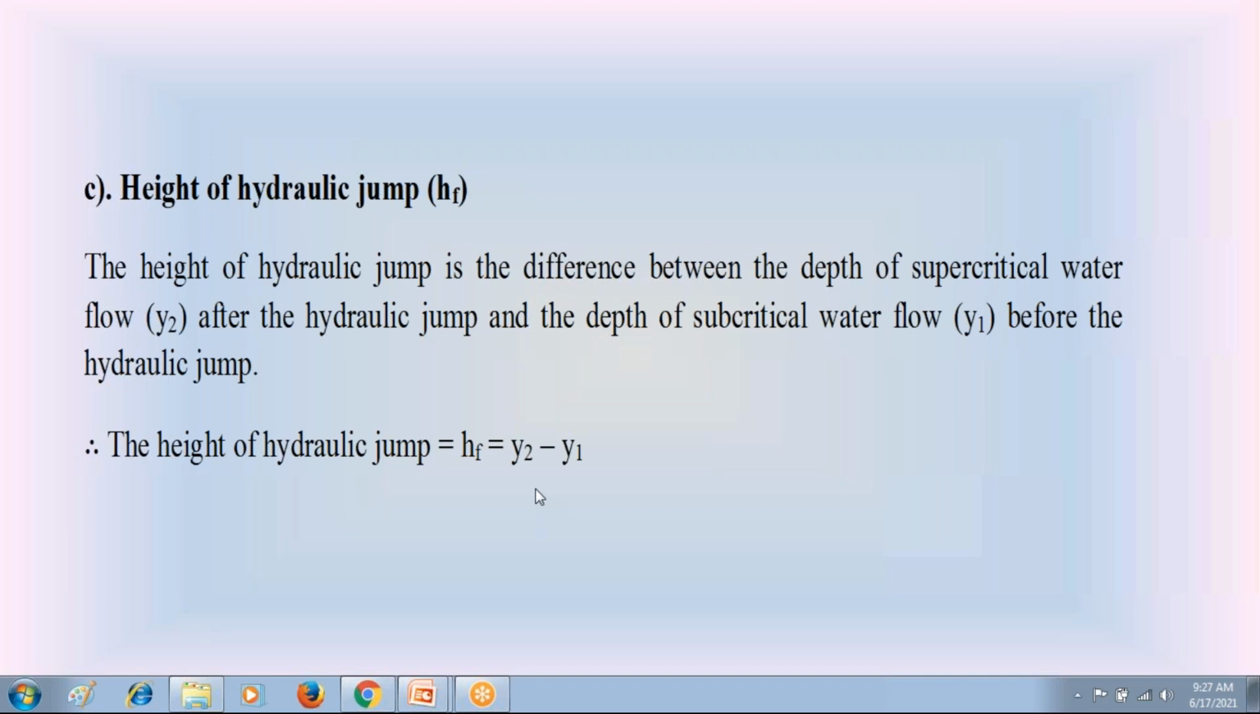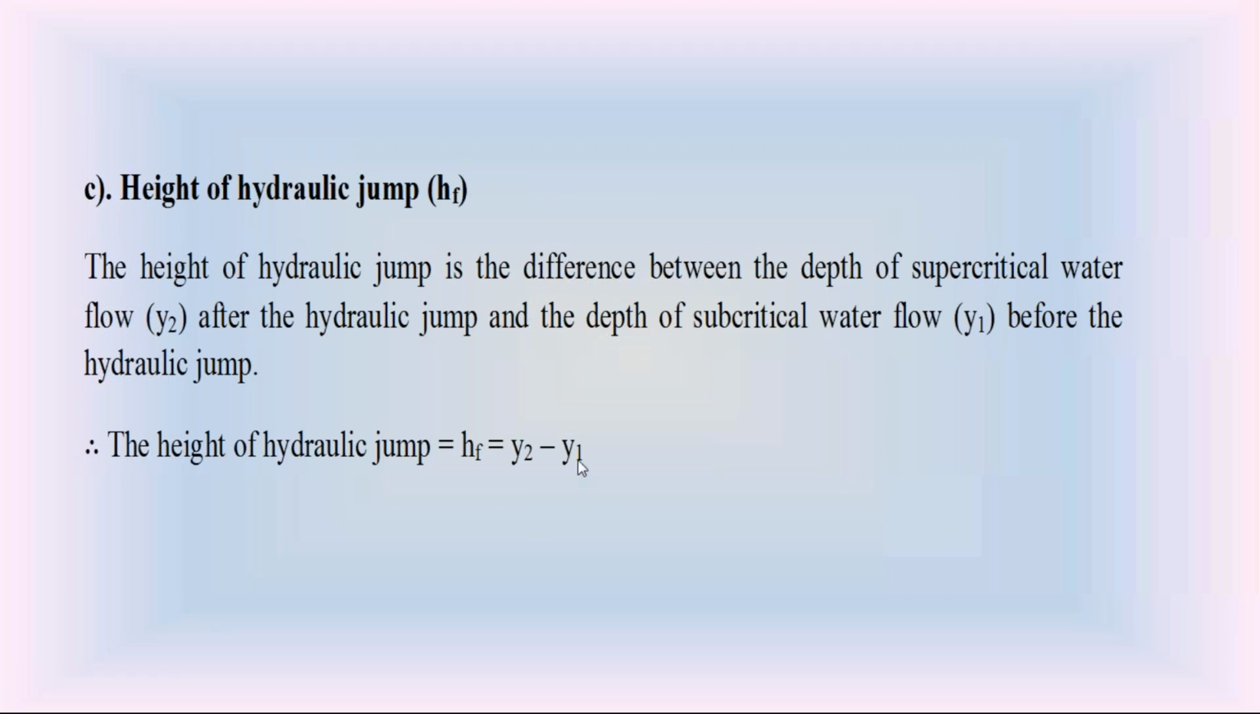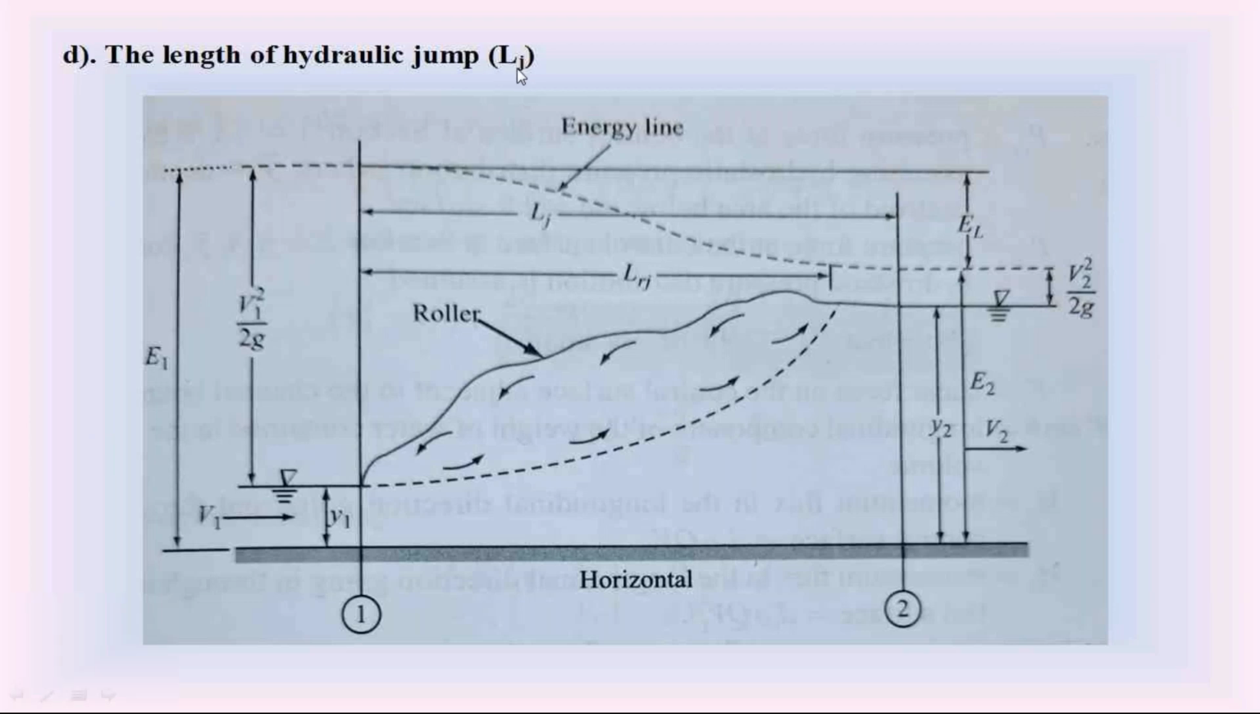Then the next one in hydraulic jump is the length of the hydraulic jump. What is that length of hydraulic jump? We indicate the length of hydraulic jump as Lj. Check this diagram, please. Here, the hydraulic jump is formed at the bottom of the spillway or at the bottom of the sluice gate. This is called the length of the hydraulic jump, Lj.